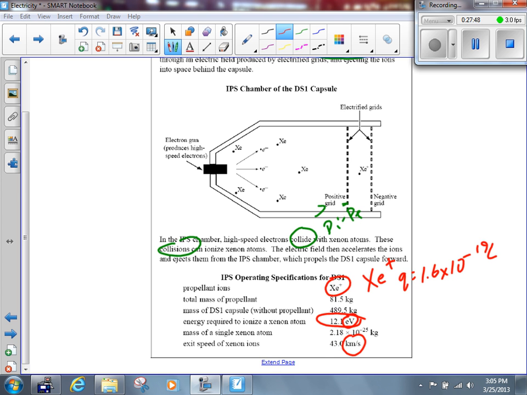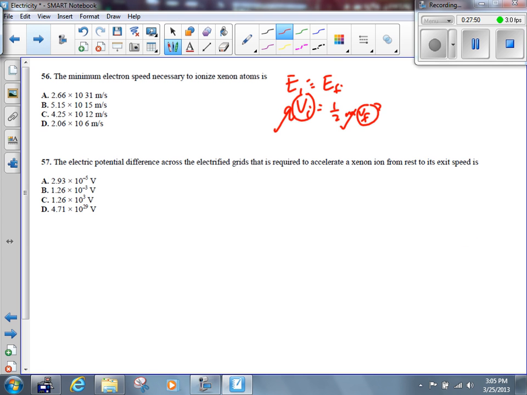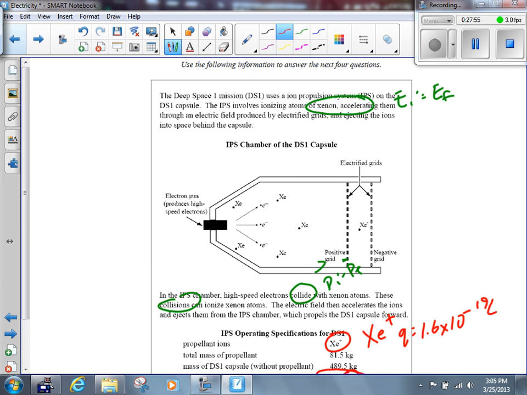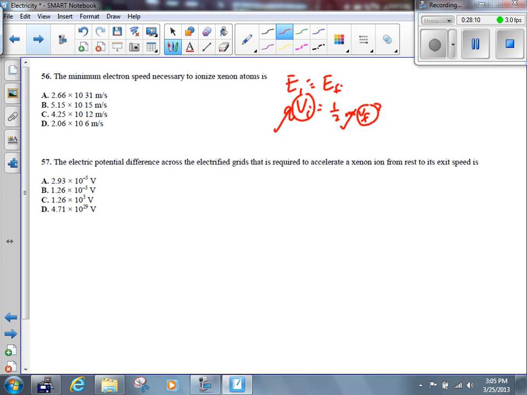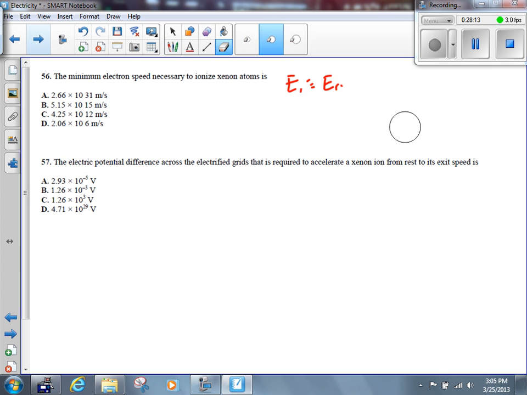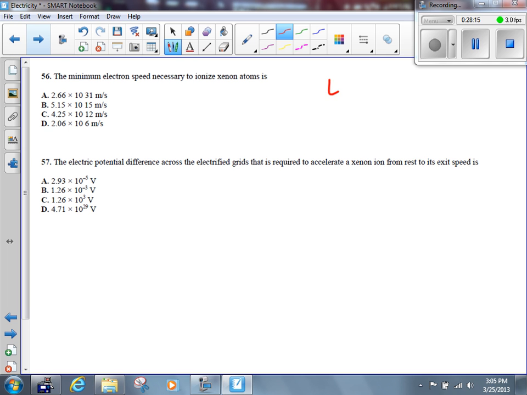The question here is, what's the speed of the electron necessary to ionize a xenon atom? We have the kinetic energy of the electron necessary to ionize a xenon atom right here. If we have the kinetic energy of the electron and we have the mass of the electron, then we can find the speed of the electron just like we did the speed of the car. We're going to say not this, but rather Ek is equal to 1/2 mv squared. v is equal to the square root of 2 Ek over m.